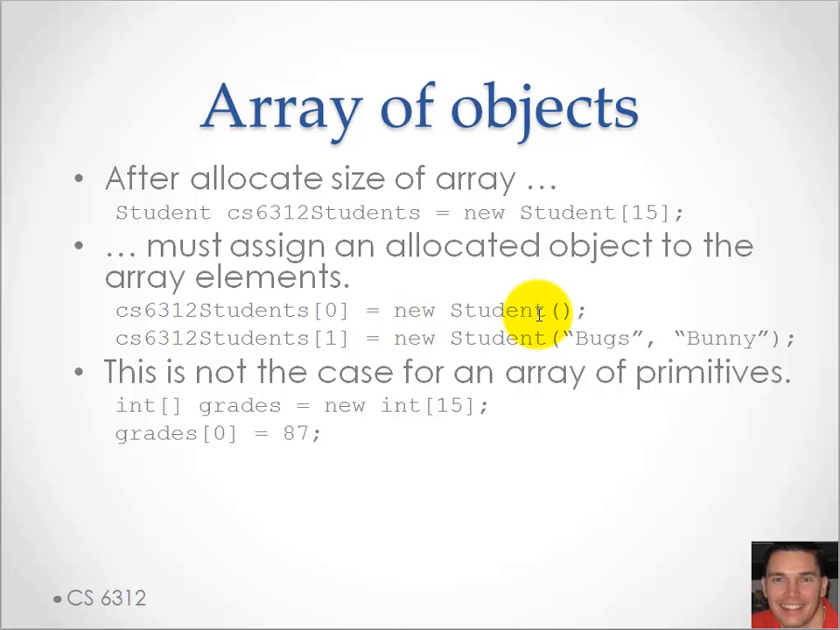So here I'm going to say a new student Bugs Bunny, and assigning those to the first and second element in the array. This is not the case for an array of primitives, for example, with integers or doubles or booleans. Once I've allocated it, I can just assign an integer to that value. Now, if I already have an allocated object, then I can assign that allocated object to any particular array element.